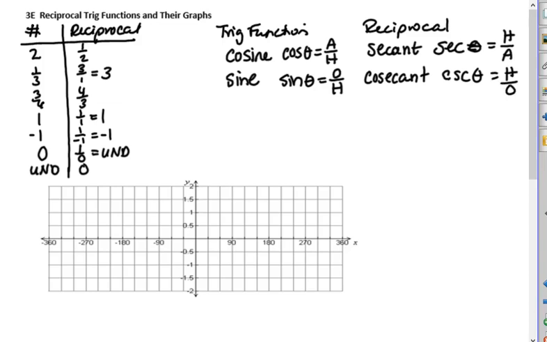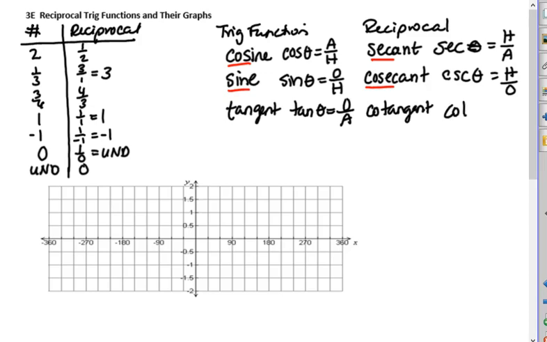Now right now you're probably saying, unfair, why don't the co's go together? Notice cosine goes with secant and sine goes with cosecant. I'm sorry about that, but that's just the way it is. You're going to have to remember that. Okay, third one, easy to remember, tangent. Tangent of theta is opposite over adjacent. Its reciprocal is cotangent. Those go together nicely. Cotangent, abbreviated COT, is adjacent over opposite.